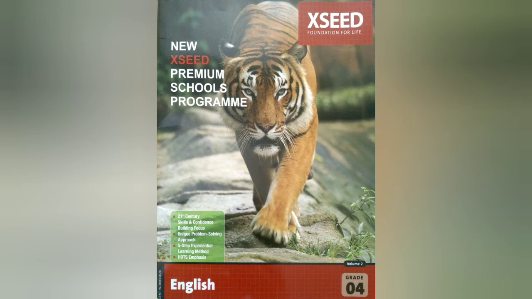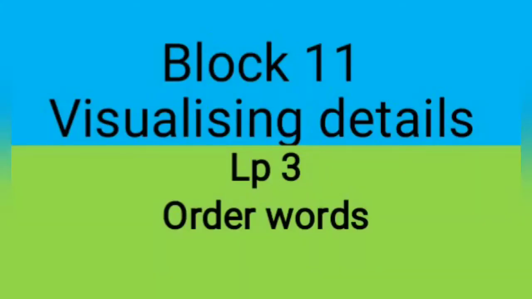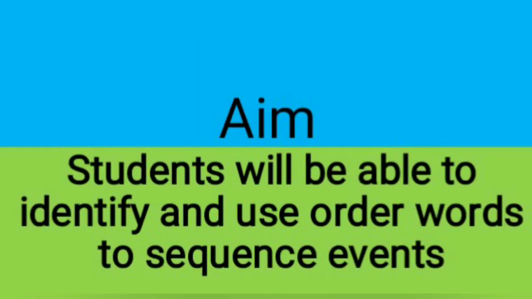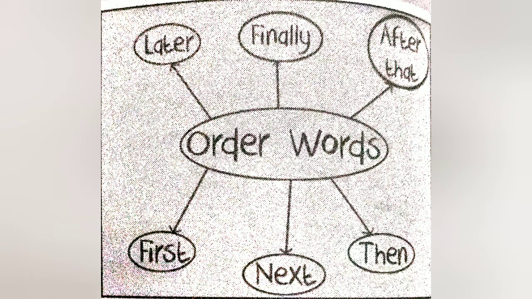XSEED English Grade 4, Block number 11, Visualizing Details, Lesson Plan 3: Order Words. Students will be able to identify and use order words to sequence events. Today we are going to learn about words that help us arrange sentences in order, such as first, next, then, after that, later, finally, suddenly, meanwhile.